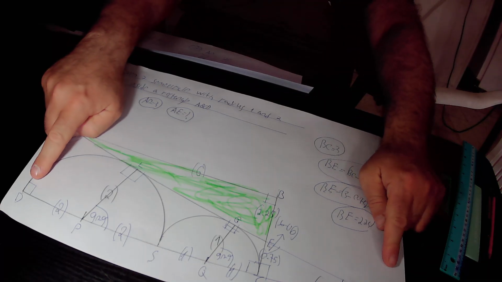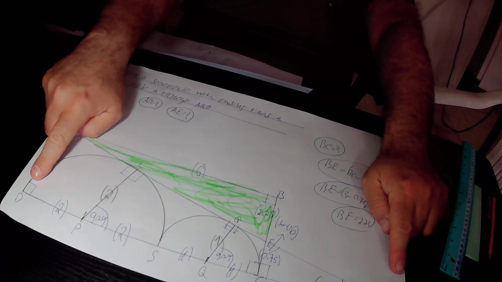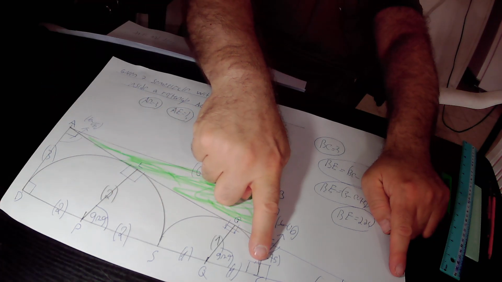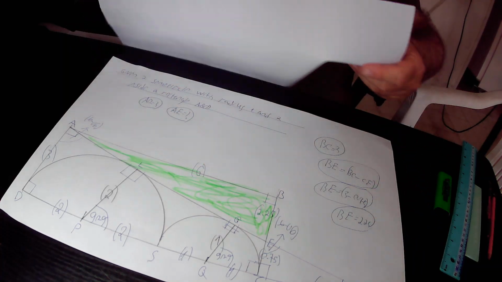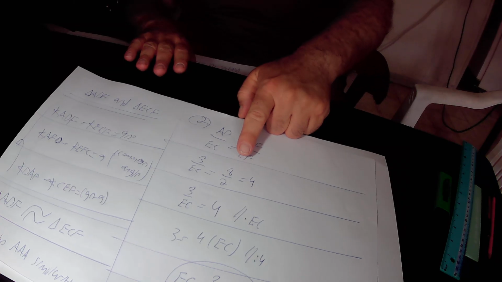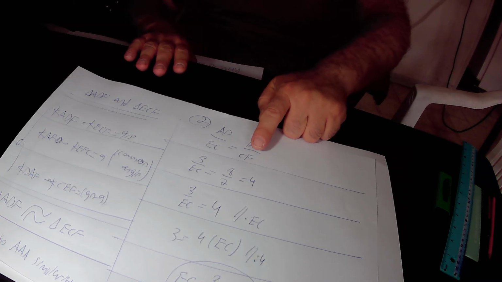DF in total equals 2 plus 2 plus 2, that is 6, plus 1 plus 1, that is 2, so in total it is 6 plus 2, that is 8. So DF in total equals 8, and CF equals 2. So in conclusion, we found out that 3 over EC equals 8 over 2. 8 over 2 is 4, so in total 3 over EC equals 4.